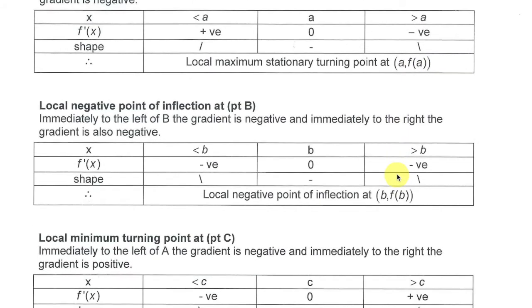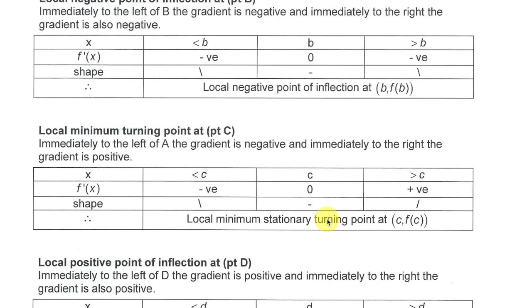At point B, at x equaling B, we had a zero gradient. To the left-hand side, it was negative. To the right-hand side, it was negative. And the pattern was down, flat, down. Therefore, it was a negative point of inflection.